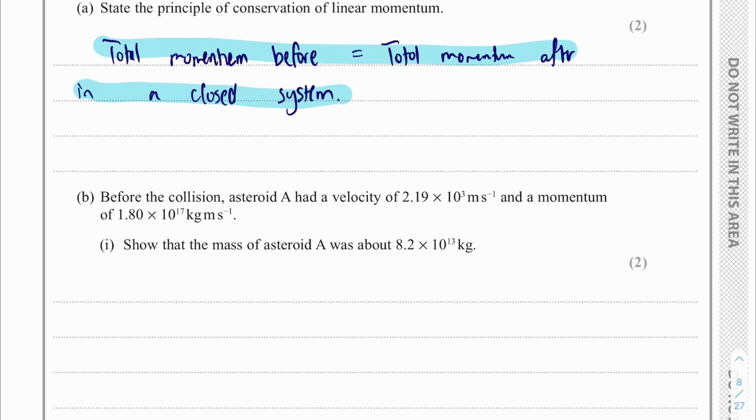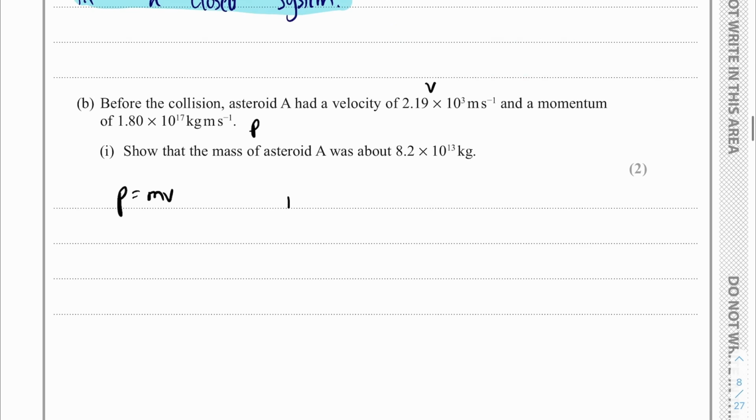So what do we have available? We have V and we have P. We know P equals mv, right? And we're trying to find m. So m equals P over V. What's P? P we know is 1.8 times 10 to the power of 17, and velocity is 2.19 times 10 to the power of 3. So when you put this in a calculator, what do we get? We get 8.219 times 10 to the power of 13 kilograms.